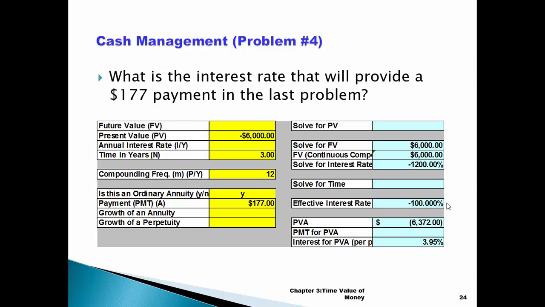So what's the interest rate that's going to provide a $177 payment in the last problem? So if we know what we're going to borrow, $6,000, $177 is the payment, 3 years, 12 payments, we want to solve for the interest to get this present value of an annuity. So the answer is roughly 3.95%. So as you can see, it's very mechanical to come up with the solutions. Identify the variables, plug them in, and look for the answer on the right-hand side.